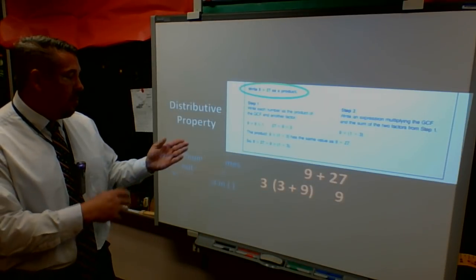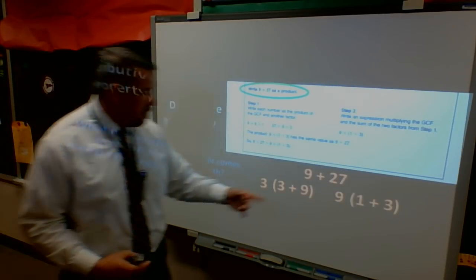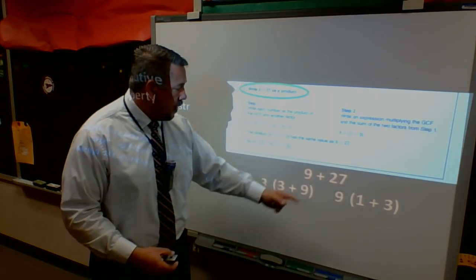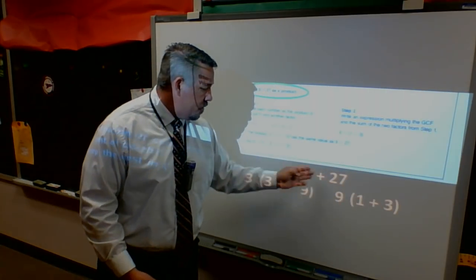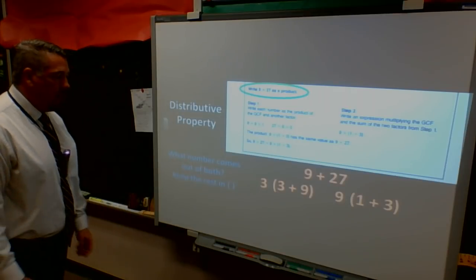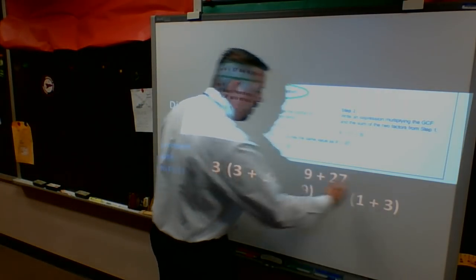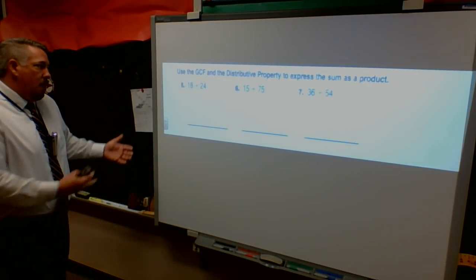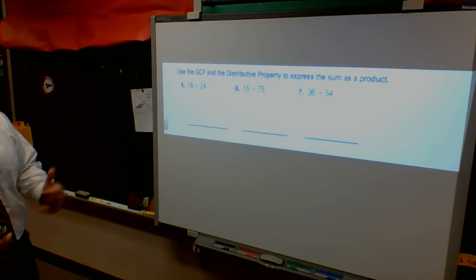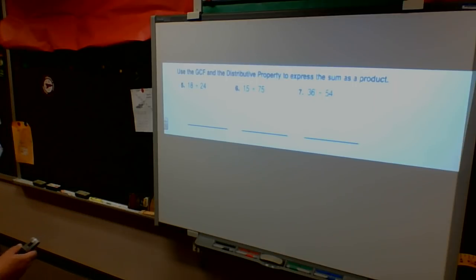Well, how many times does 9 go into 9? Well, then in parentheses, 9 goes into 9 one time, and 9 goes into 27 3 times, and I keep that addition sign. So if I have to use my greatest common factor, this would be the answer. If I don't have to use it, then I'm all right. So we have 3 practice problems on that one as well.